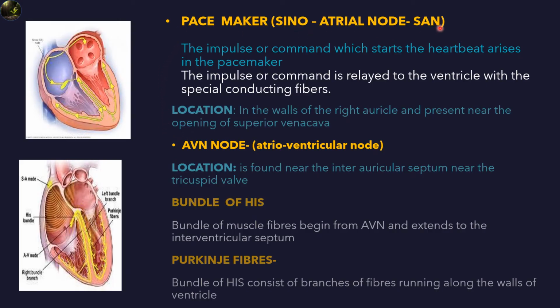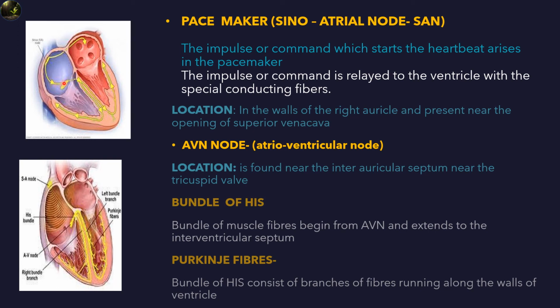Pacemaker, sinoatrial node or SAN. The full form of SAN is sinoatrial node. The impulse or command which starts the heartbeat arises in the pacemaker. Where is it located? It is located in the wall of the right auricle and present near the opening of the superior vena cava.